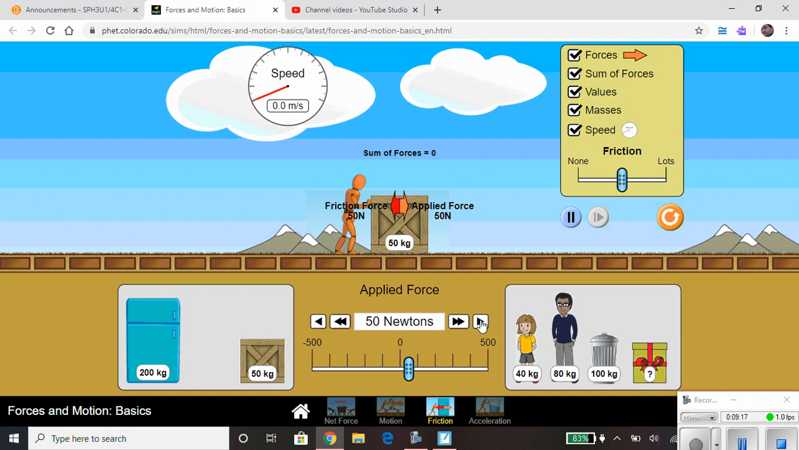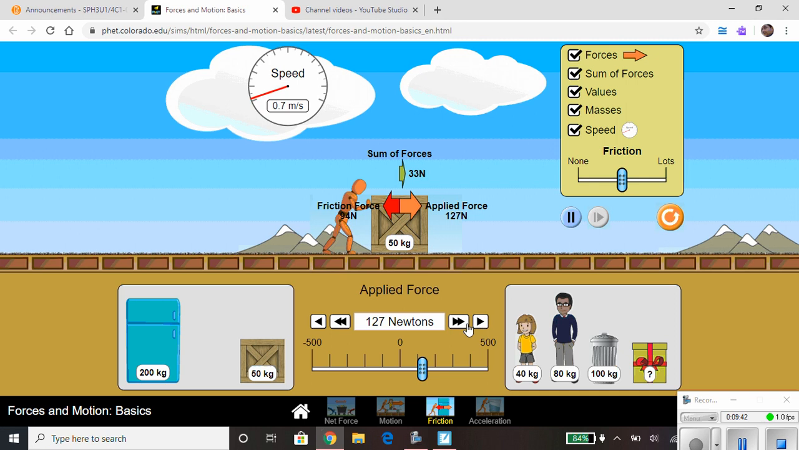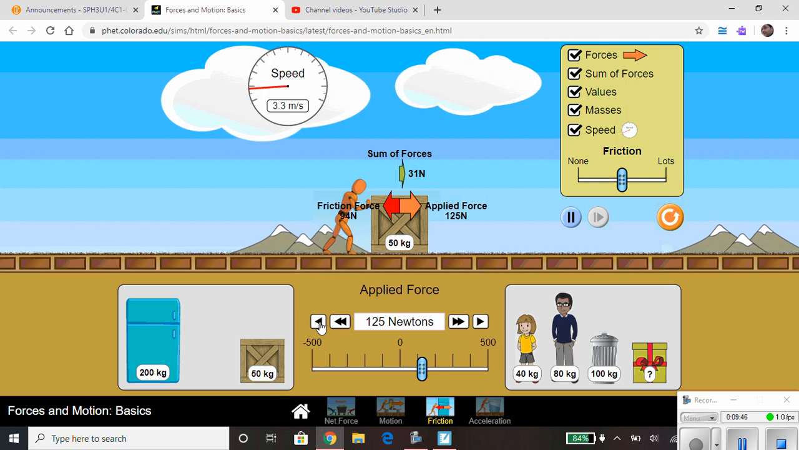What about if I keep increasing it? Nope, still not moving, still not moving. I don't have enough force to overcome the force of static friction. So static friction is working against this person in the simulation pushing it. Look, we're all the way up to, what is there, 120. The object is still not moving. And then finally, we do get to when it's moving.